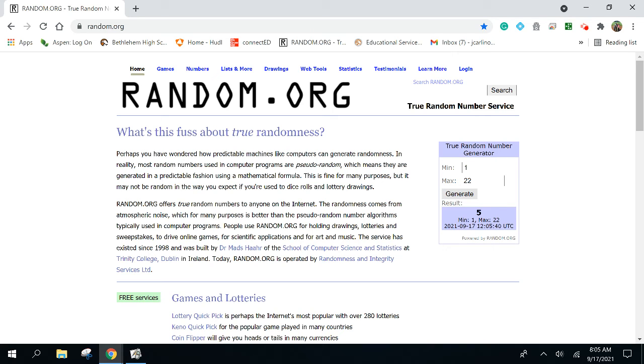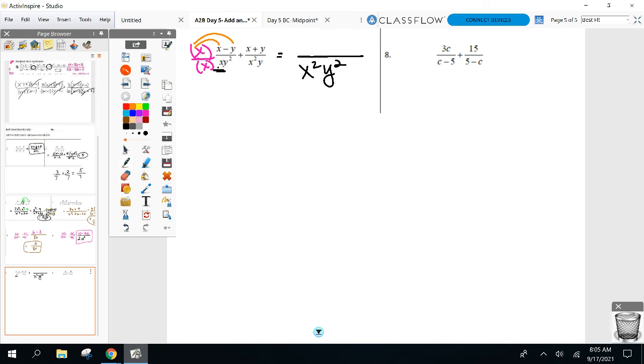What do I get on top now? Lauren, what happens when I distribute? X squared minus YX. Good job. X squared minus YX, XY, both are the same, mean the same thing.